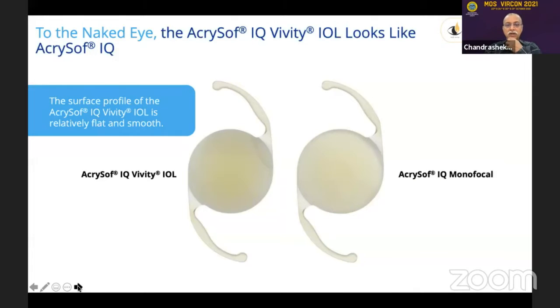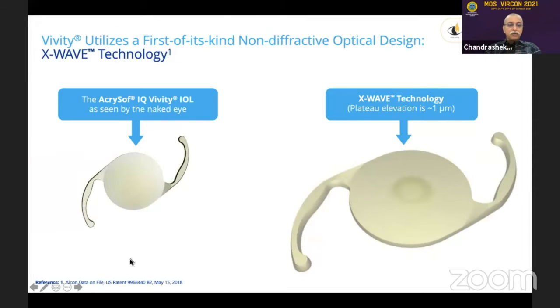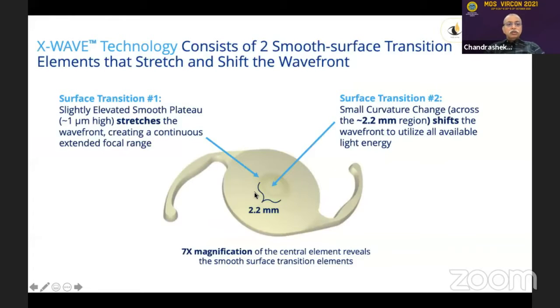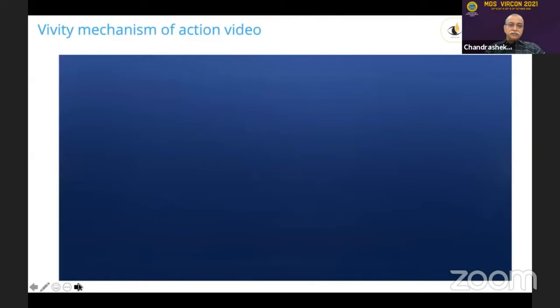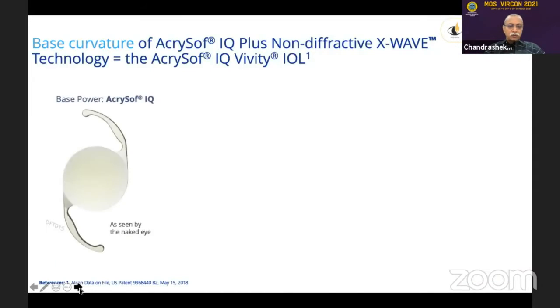Macroscopically, both lenses appear to be the same, but if you see the central part, in the center there is an annulus. There is a smooth plateau about 1 micron high, which stretches the wavefront, creating a continuous extended focal range. It is 2.2 millimeters in diameter, and it shifts the wavefront to utilize all the available energy. Now let us look at this video.